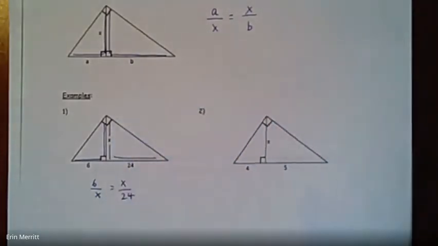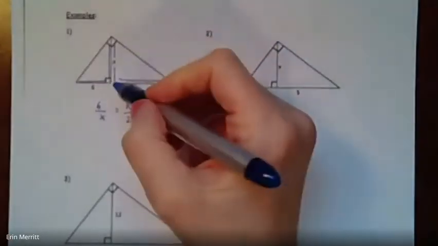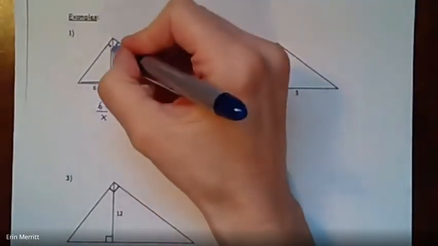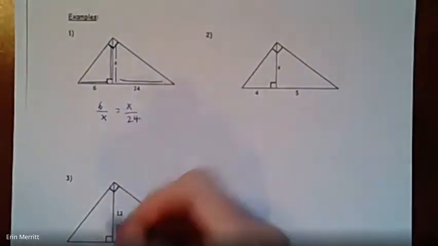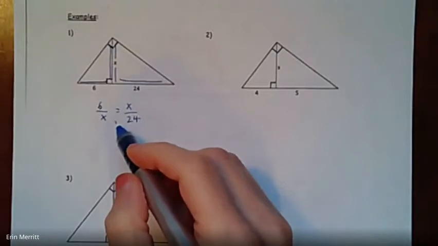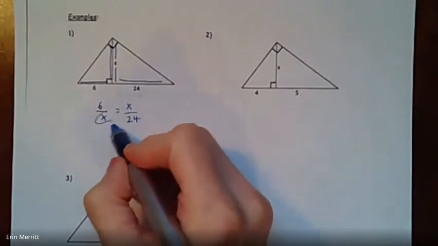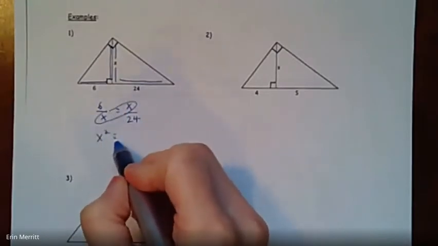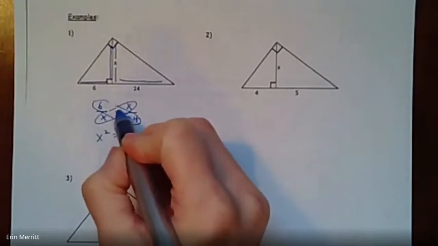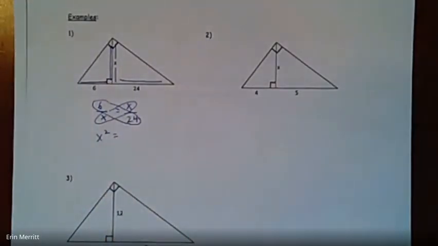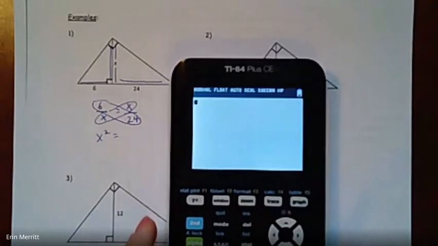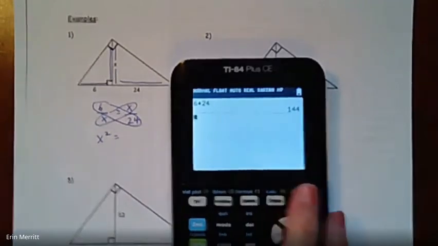So as long as you have an altitude drawn in a right triangle, which we do here because this is a right angle, that's a right angle, then that proportion should hold true. So now when we go to solve, X squared equals 6 times 24. Feel free to grab a calculator. I've got mine sitting right next to me. So I can do 6 times 24, and I get 144.